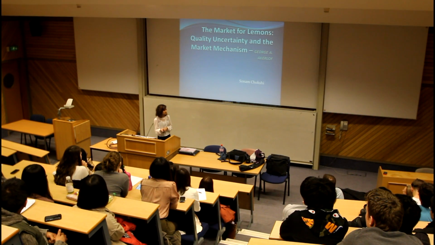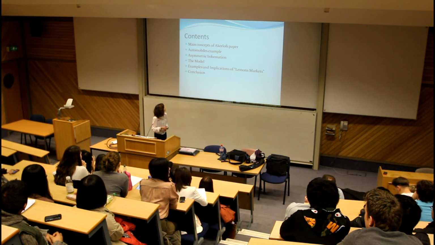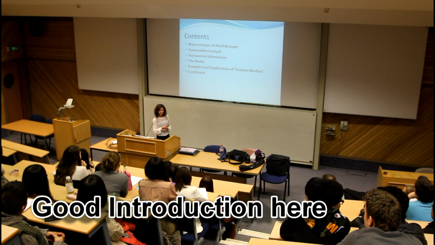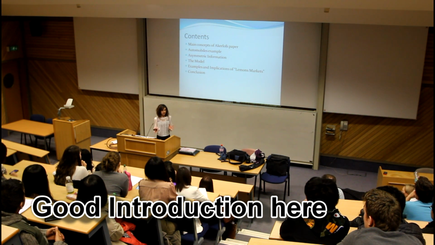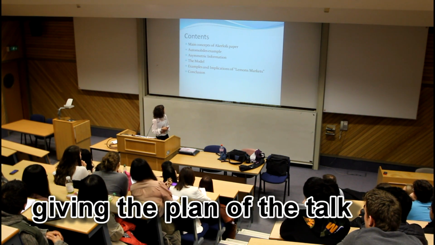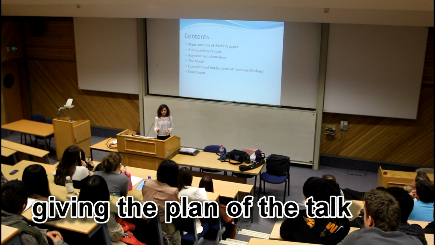This is a presentation on the market for lemons, quality, uncertainty, and the market mechanism. First, I'm going to explain what we're going to be talking about in this presentation. I'm going to explain the main concepts of Akerlof's paper. Then I'll go on to explain an automobiles example that he uses to explain the lemons market. And then I'll explain asymmetric information in the market. Then I'll go on to explain the model and some examples and implications of the lemons market. And then I'll conclude the presentation.